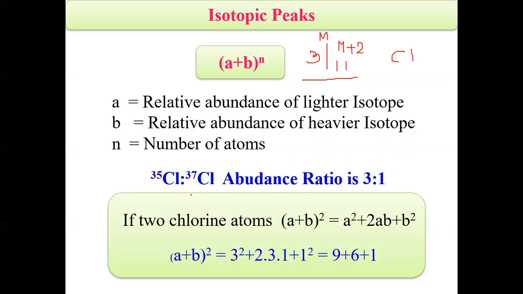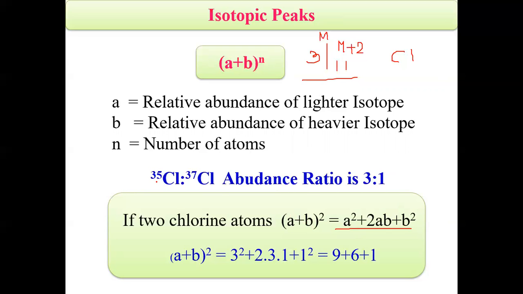So as the abundance ratio is 3:1, if the molecule possesses two chlorine atoms, then what happens? (A + B)^2 is there. If it is expanded, it will be converted into A^2 + 2AB + B^2. This is the expanded form of this equation. Now A is the lighter isotope.